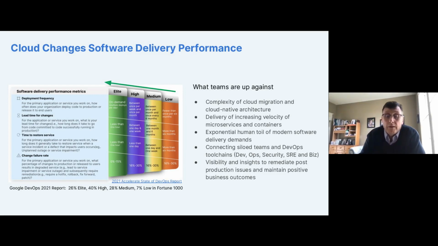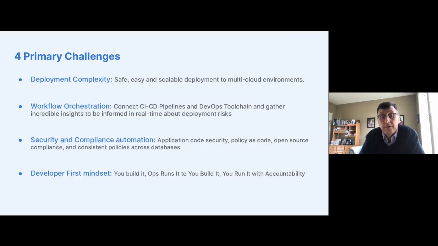So when you think about it, when you net it out, there are 4 challenges that we hear from customers with Jenkins, customers who've got a CI value chain that isn't delivering the software delivery performance that they need. The first is around deployment complexity. And that's really about making safe, easy, and scalable deployment to multi-cloud environments. We also do hybrid and on-prem.